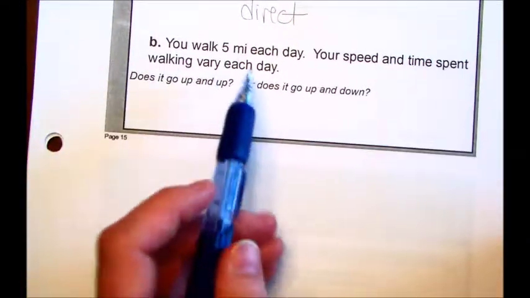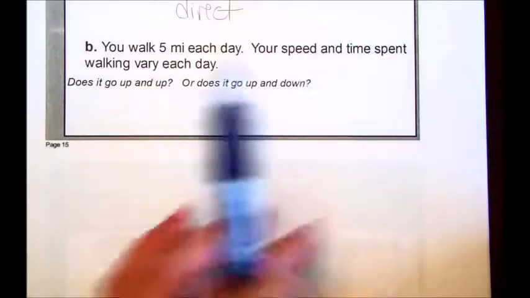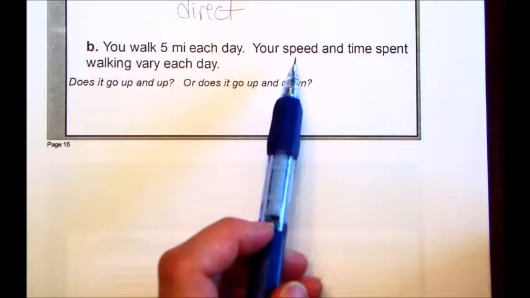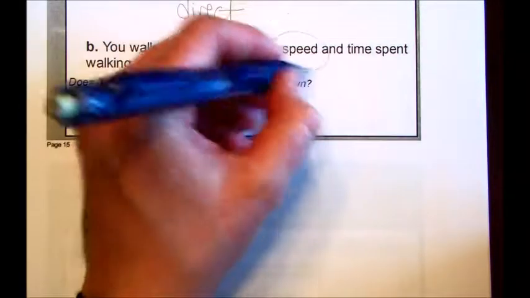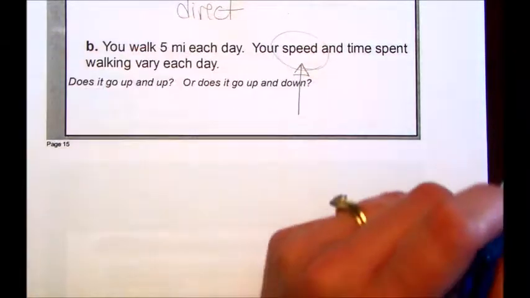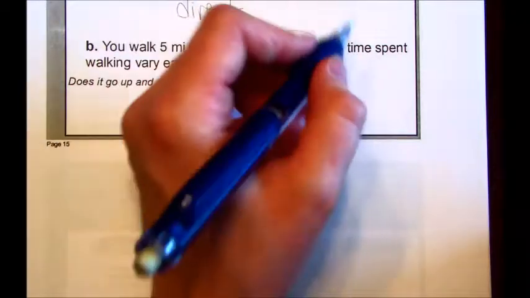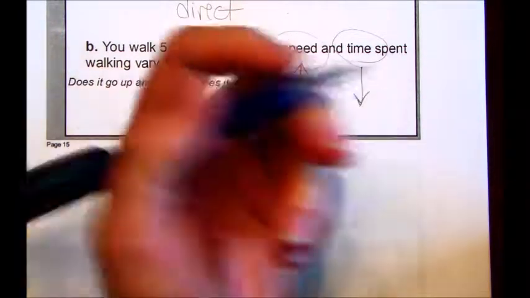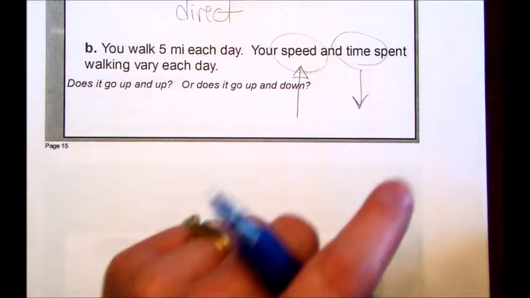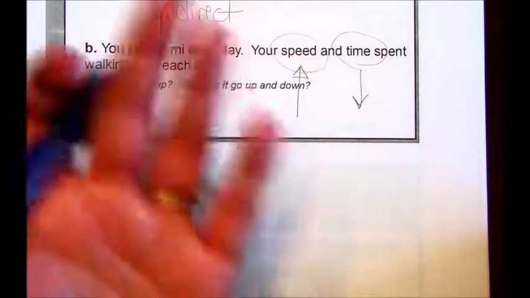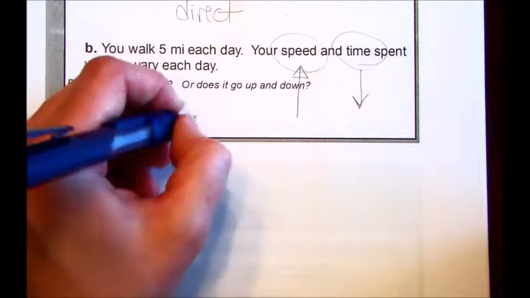Part B. You walk 5 miles each day. I don't have time to walk 5 miles each day. I hope you guys do. Your speed and the time spent walking. Well, this is the same as that last problem. As your speed goes up on that walk, the time you spend walking goes down. Because if you run, obviously your speed is going to go faster and you're going to get home faster. So your time is going down. So that is inverse.